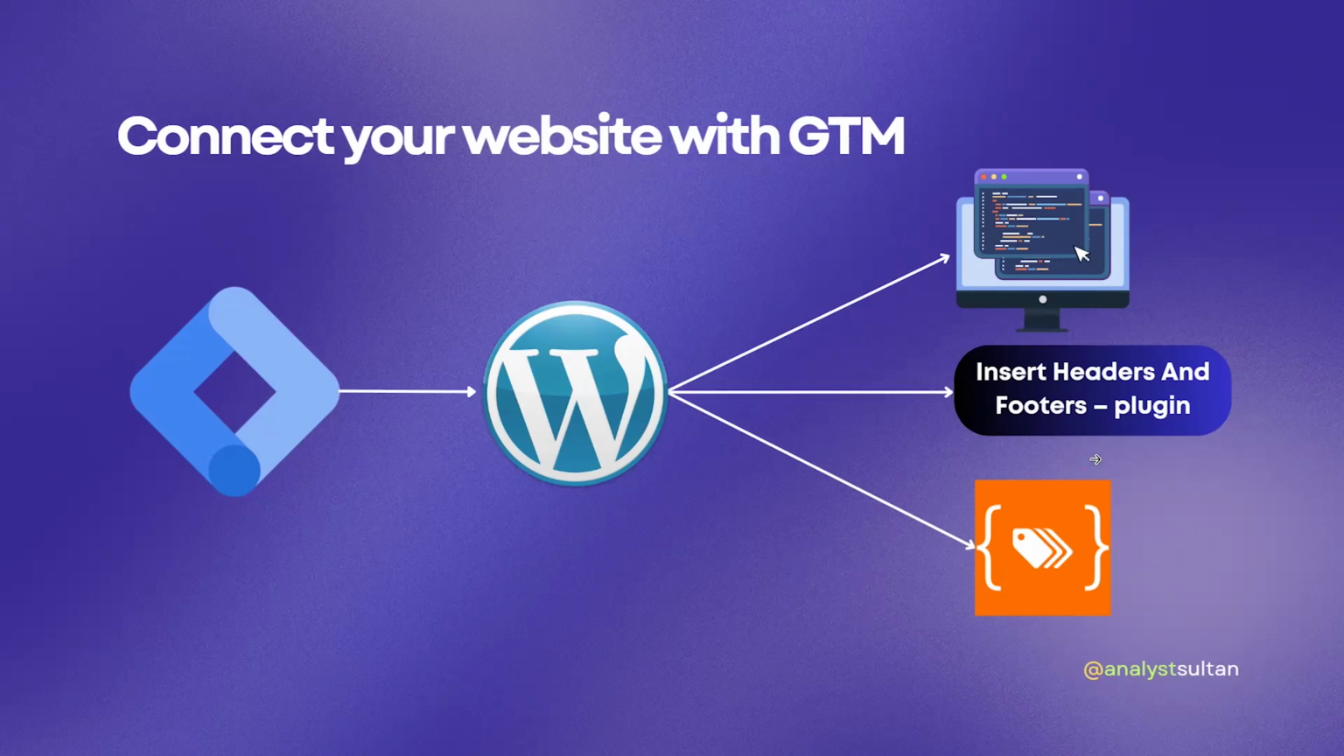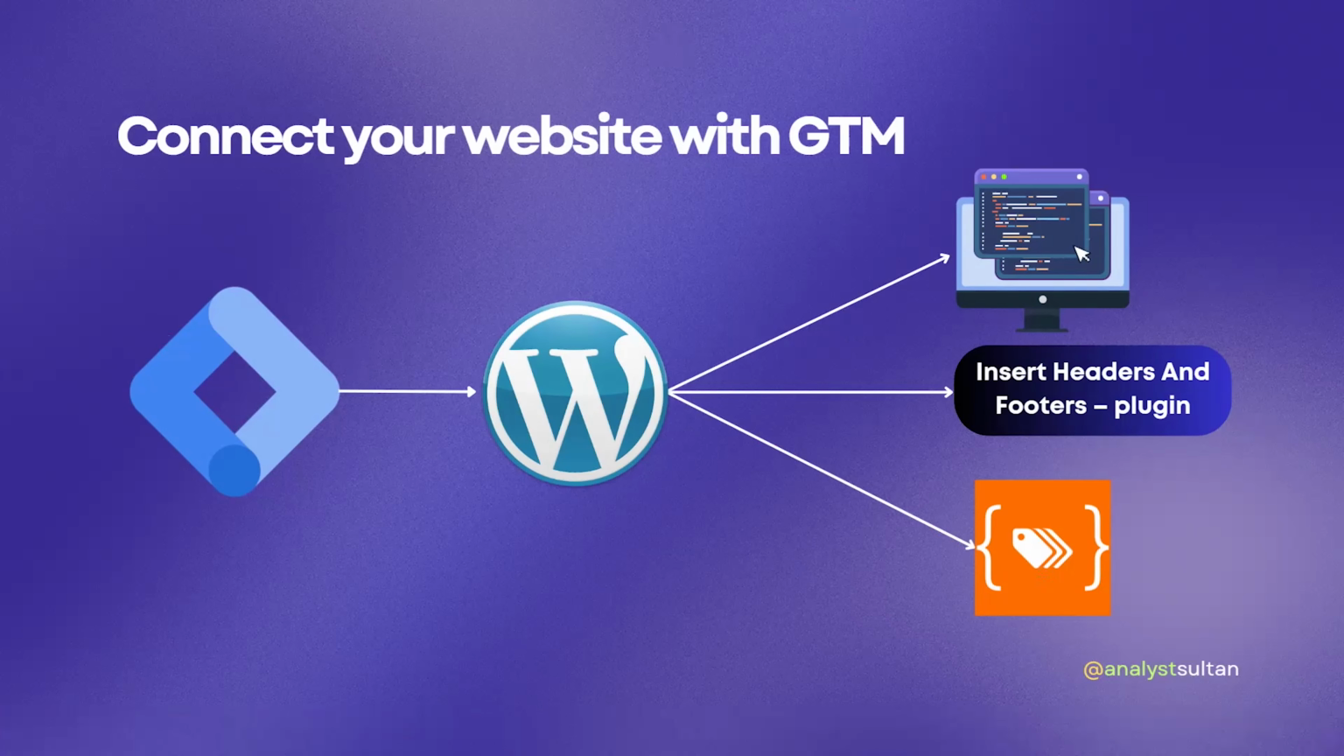The second method is to use a plugin called Insert Headers and Footers. These plugins make it easier to add the GTM script without touching your website code. Simply install and activate the plugin, then go to the plugin settings and paste the GTM code in the header section, save your settings, and you are good to go.